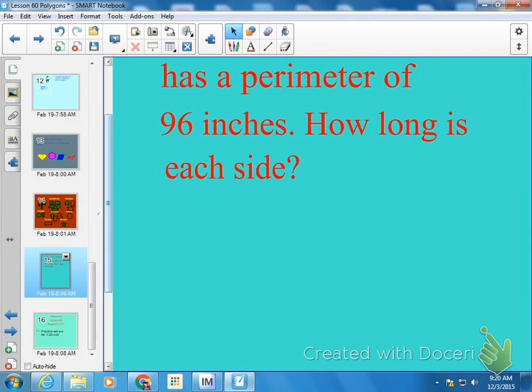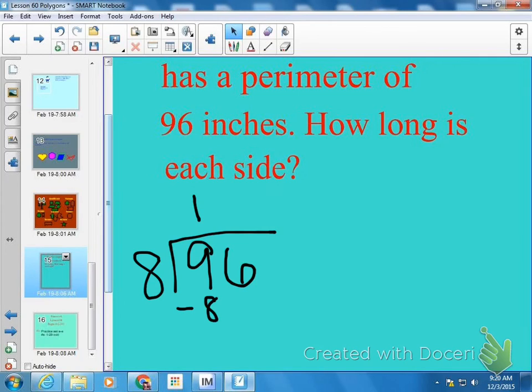So what I'm going to do is divide those 96 inches into those 8 sides to see what each side is going to measure, the length of each side. So 8 will go into 9 one time. Bring down that 6. 8 will go into 16 2 times, leaving no remainder. So if I have an octagon and each side measures 12 inches, does that have a perimeter of 96? We'll add 12 together 8 times, or you can say 8 times 12, and your answer will be 96.